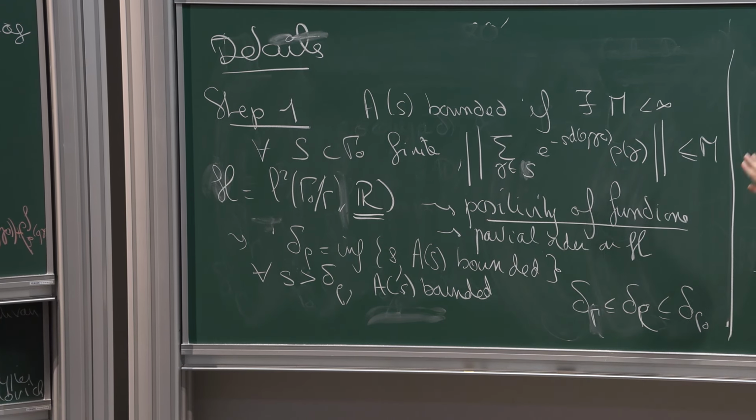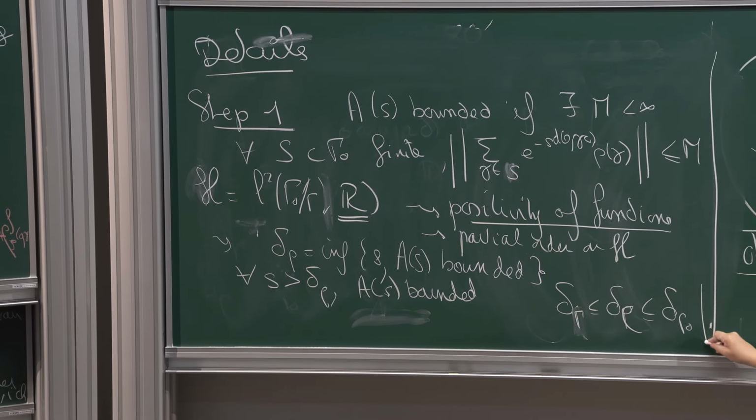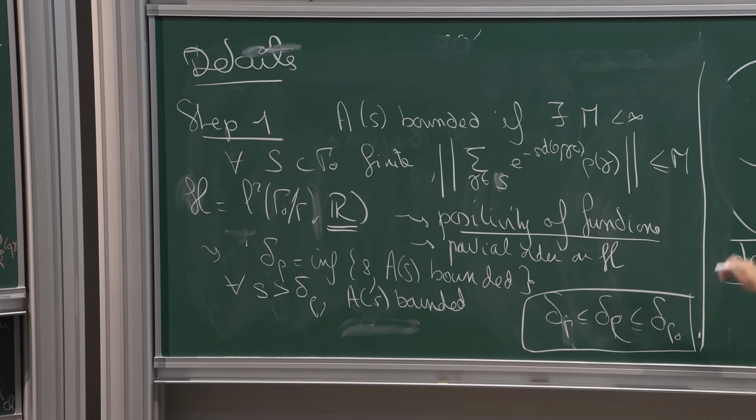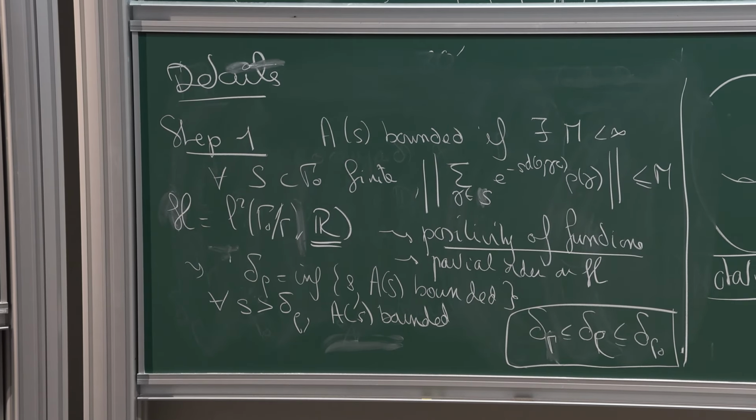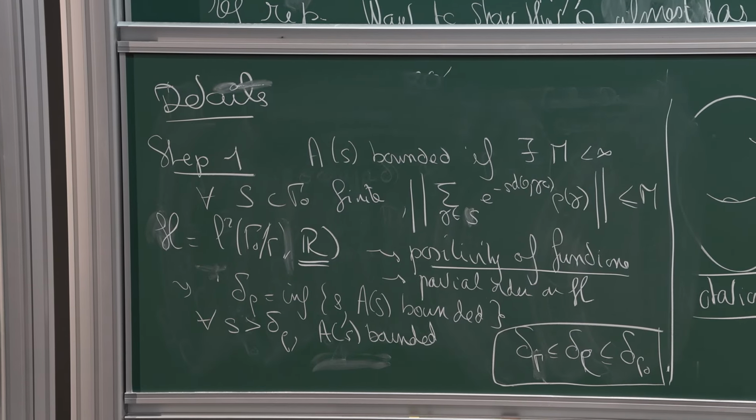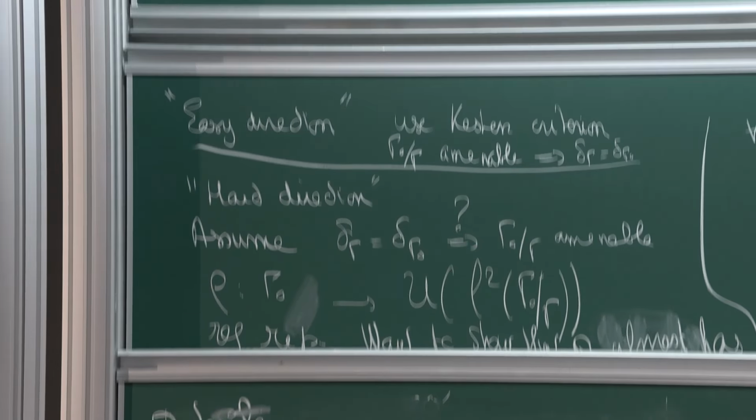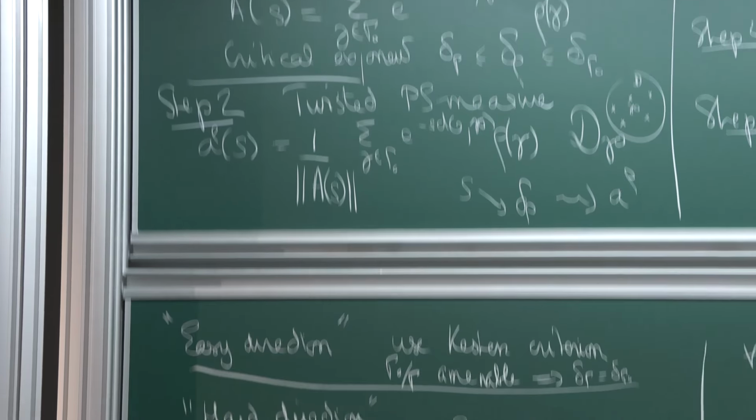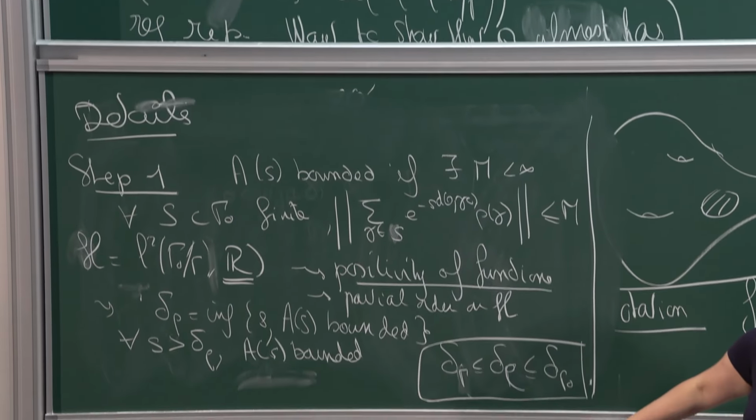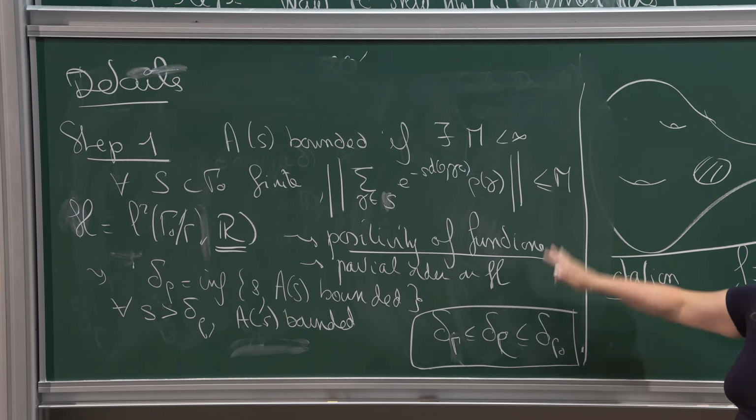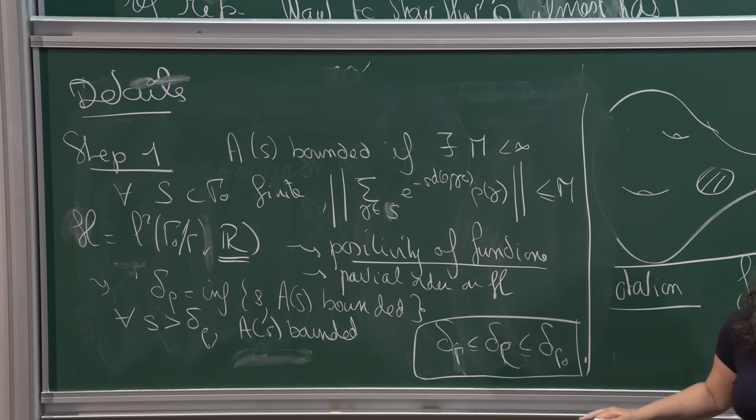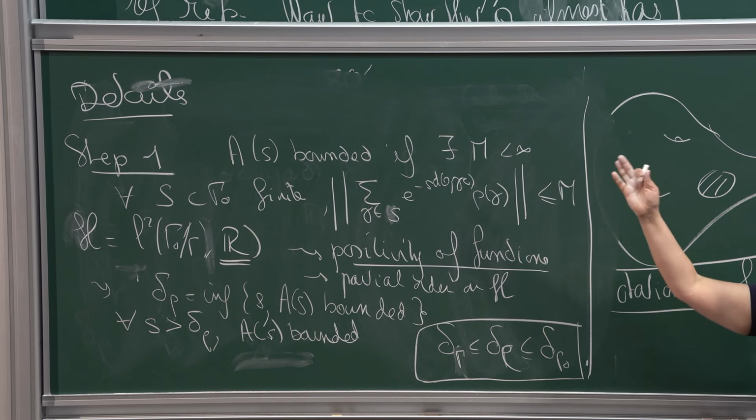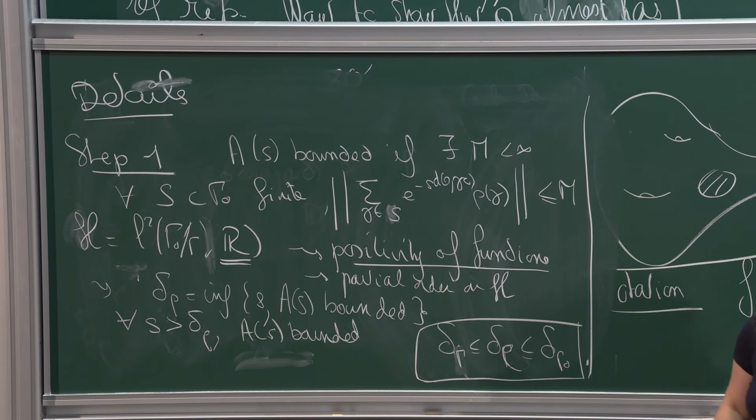And when I write that, of course, I'm trying to prove that if delta gamma is equal to delta gamma 0, then gamma 0 mod gamma is amenable. But the meaning of these inequalities is that in step 1, I don't need the assumption. I do the construction, and I get these inequalities. And of course, my assumption will imply that delta rho is equal to delta gamma 0. Now, some details on step 2.